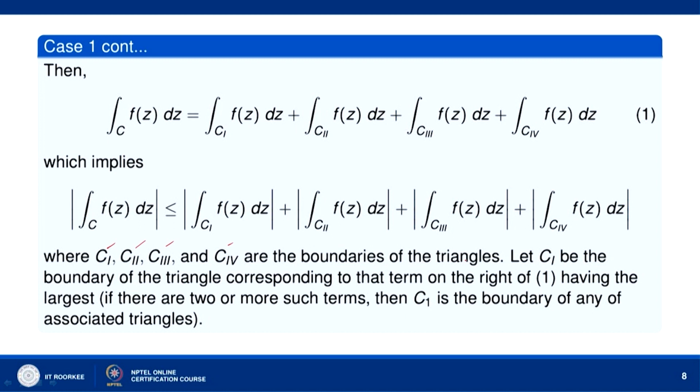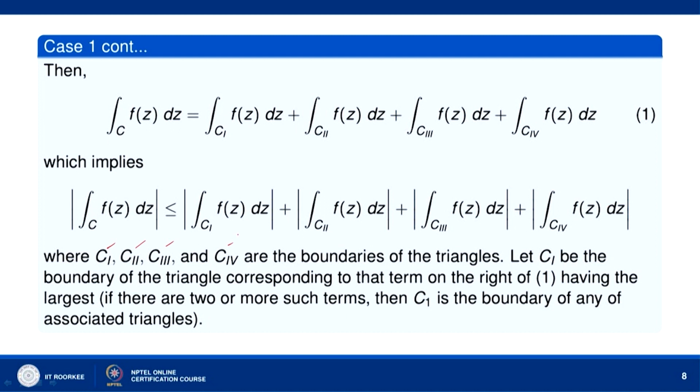congruent triangles. The modulus of the integral over C of f(z) dz, by the triangle inequality, is less than or equal to the modulus of the integral over C1 of f(z) dz plus the modulus of the integral of f(z) dz over C2, the modulus of the integral of f(z) dz over C3 and the modulus of the integral over C4 of f(z) dz.